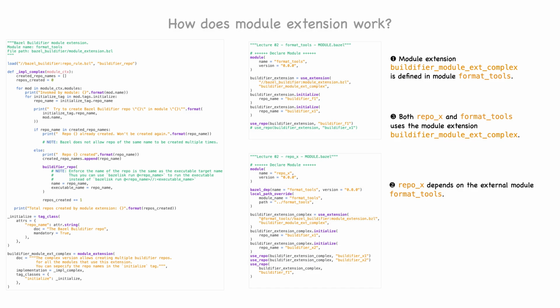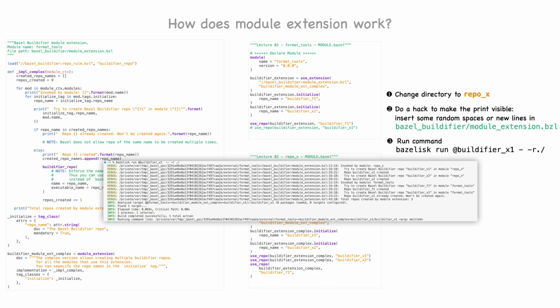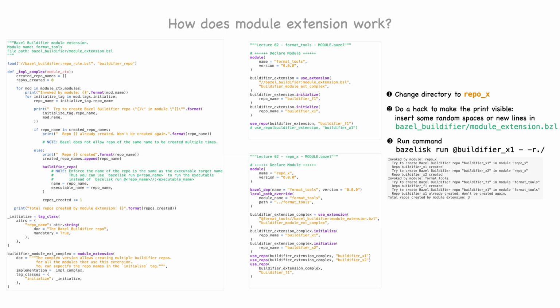Now we can check how the printout in the module extension implementation actually looks. Switch directly to repo_x, and following these steps, you can see something printed out in the terminal like this. If you don't see any printout, just do a slight modification in the module extension .bazel file, such as adding an extra space or new line to make the Bazel files get reanalyzed. Then run the terminal again, and you will see the printout visible from the terminal. The highlight in the result is that the module extension implementation callback function is only called once, even if it has been used by two different modules.